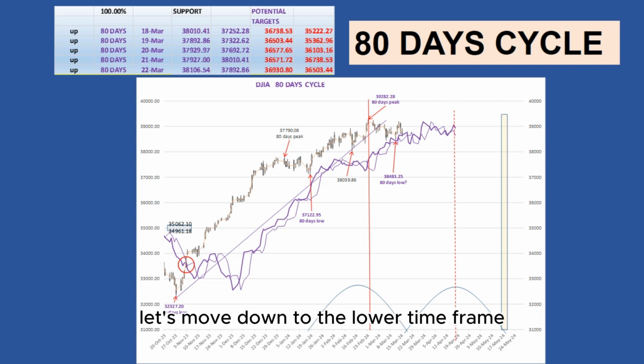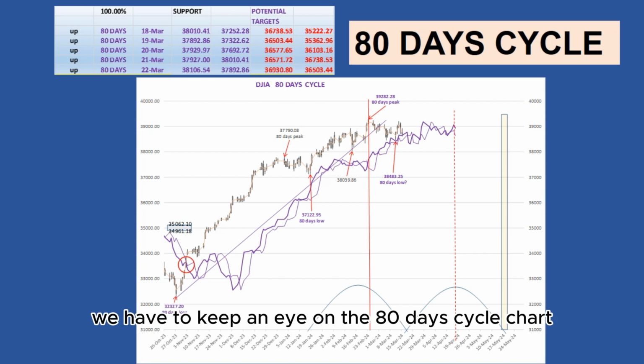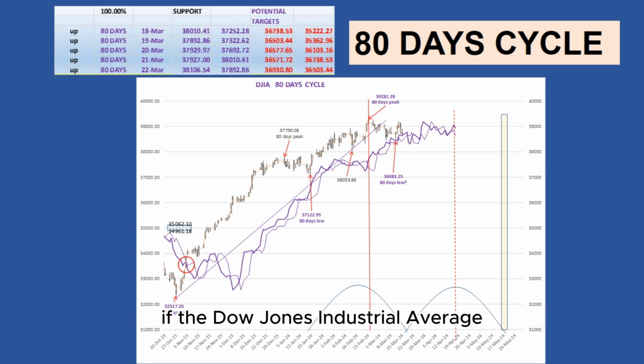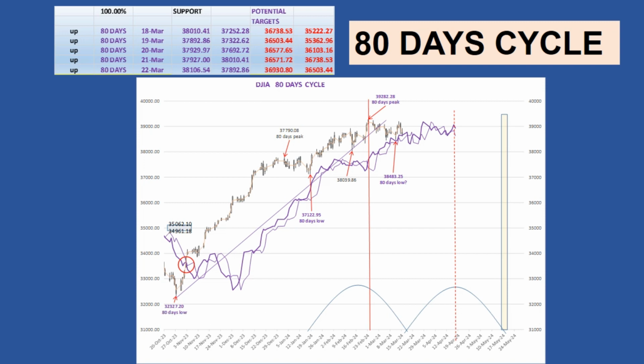Let's move down to the lower time frame, the 80-day cycle. In my last update, I mentioned that to know if the 20-week cycle low is ahead or behind us, we have to keep an eye on the 80-day cycle chart. If the Dow Jones Industrial Average crossed below the uptrend line, the purple line or the cycle line, in the next 2 weeks, then we will know the low is still to come.